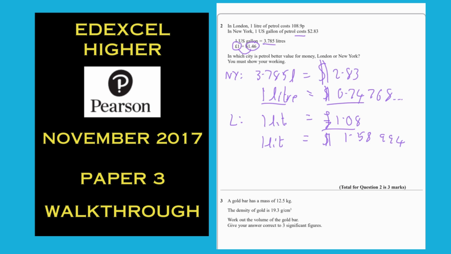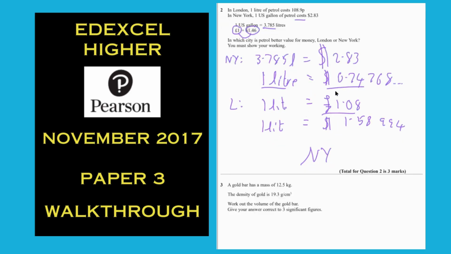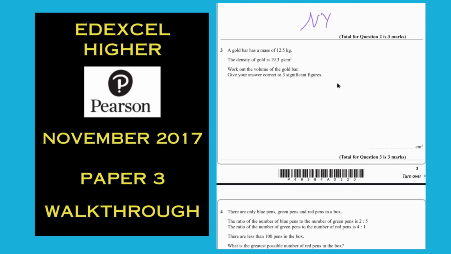So as you can see, it's not even close. Now, common sense will tell us, in America, they don't tax as much. There's a low tax economy. So we knew it wasn't going to be close, but we had to show it. You must show your working. So New York is the cheapest. It's actually cheapest by half, isn't it? It's better than even half the price of London. It was hoping you'd multiply when you should have divided and vice versa. But yeah, the answers are actually miles apart.